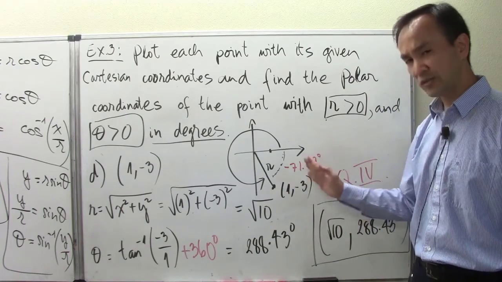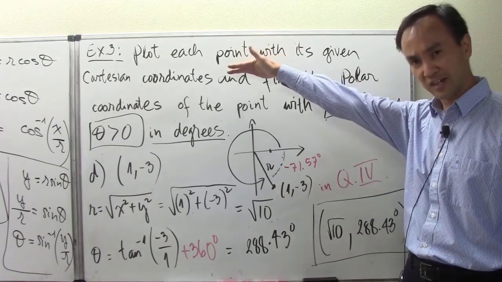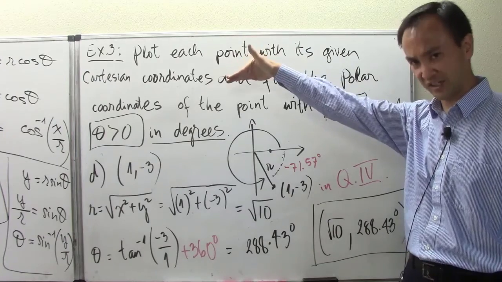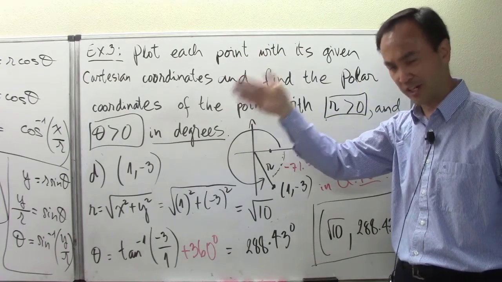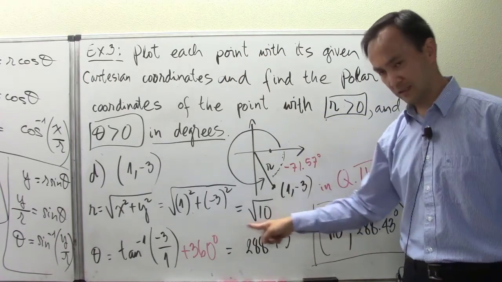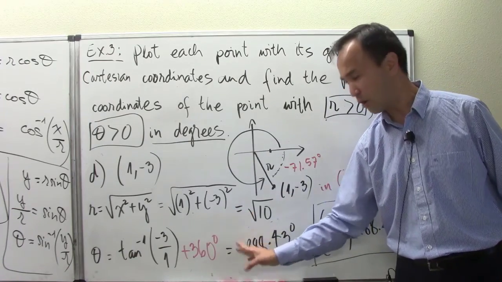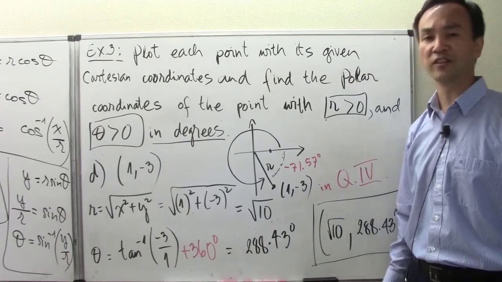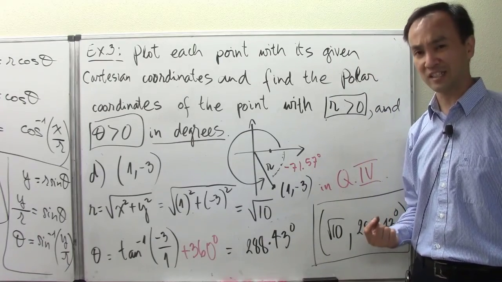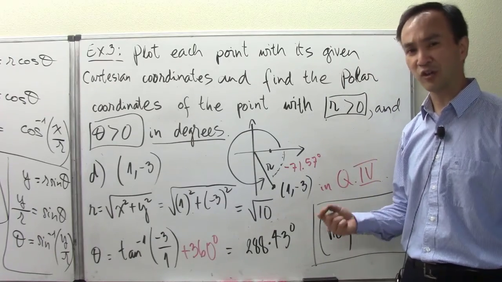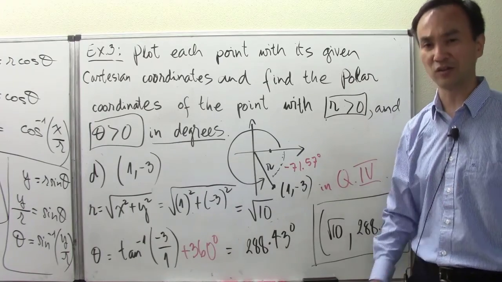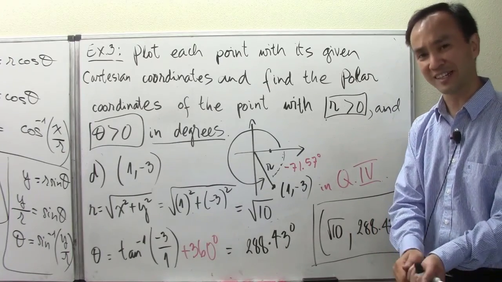Okay, and we need to see the plot, and that's why the problem asked us to plot each point first. Once we have a visualization of the point, we're going to be able to decide what treatments we're going to need, appropriately, for running the tangent inverse. It's just the fault of tangent inverse or sine inverse or cosine inverse. They have a limitation, so we have to apply the correct treatments. All right.